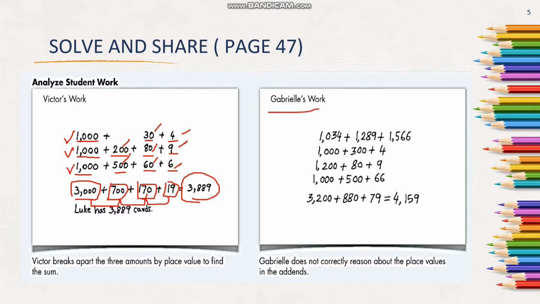Look at Gabriel's work. As you can see here, Gabriel does not correctly reason about the place values in the addends. When he breaks up 1,034, he said that it is equivalent to 1,000 plus 300 plus 4, which is incorrect because 1,000 plus 300 plus 4 is equivalent to 1,304.